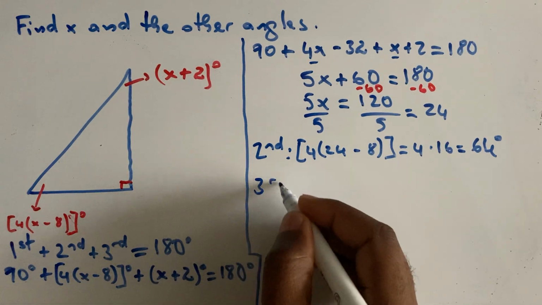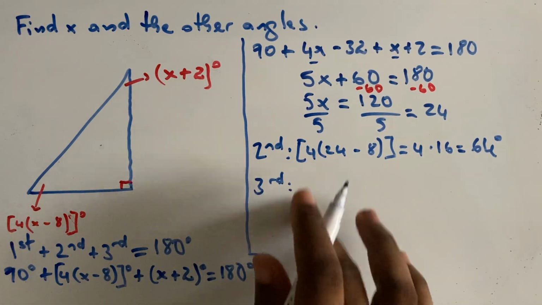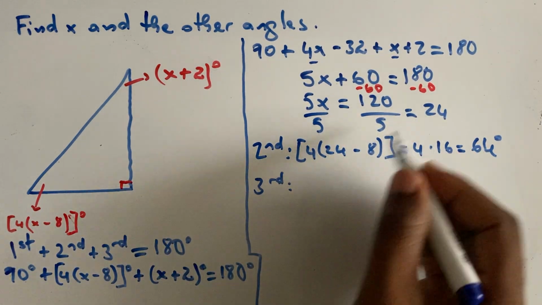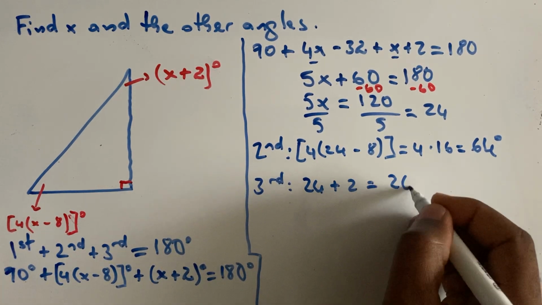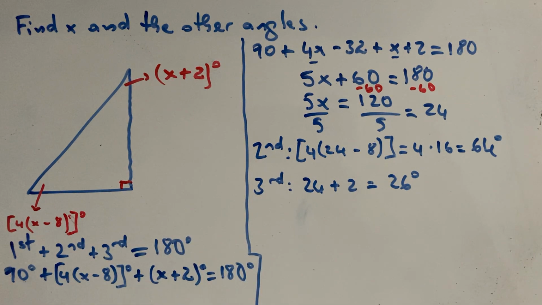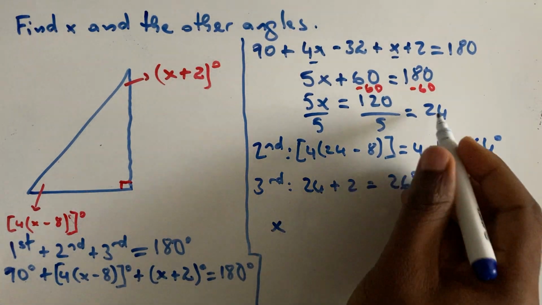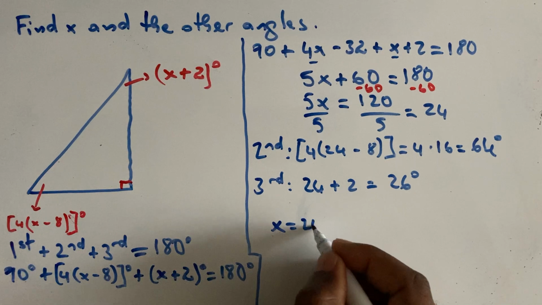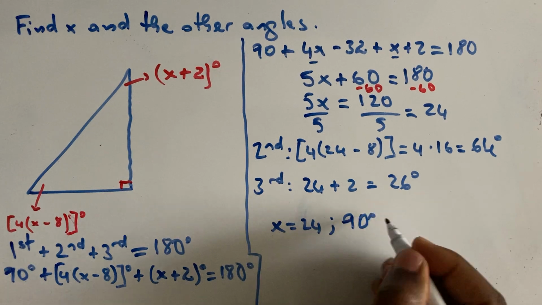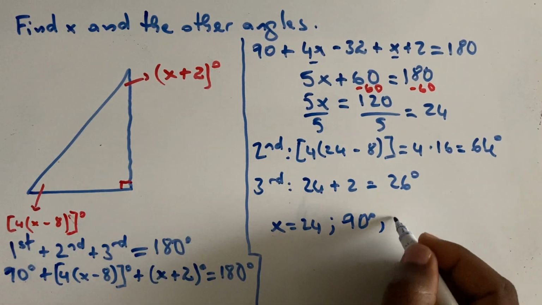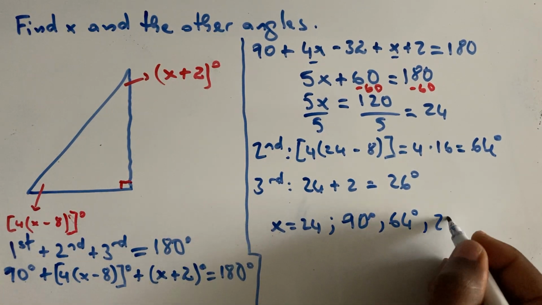Now the third angle is this one here. Remember, it was x plus 2. So I'm going to replace x by its value. So it's 24 plus 2, which is 26 degrees. So you have the x value as 24, so x equals 24. And you have the angles as 90, which is what you have here, the other one as 64, what you have here, and the last one here at 26 degrees.